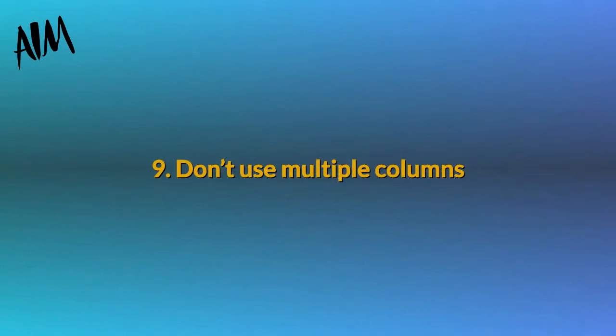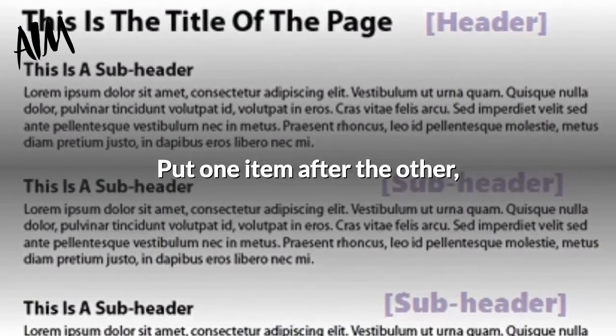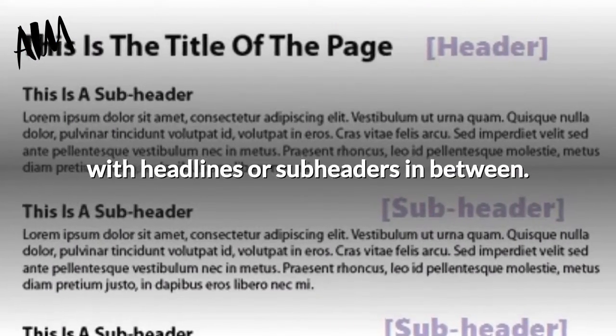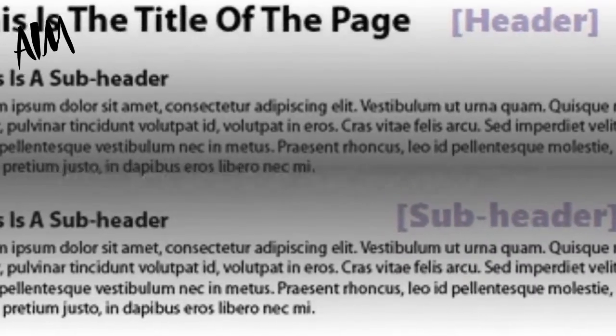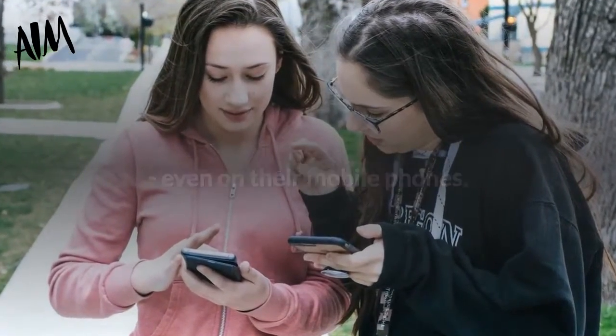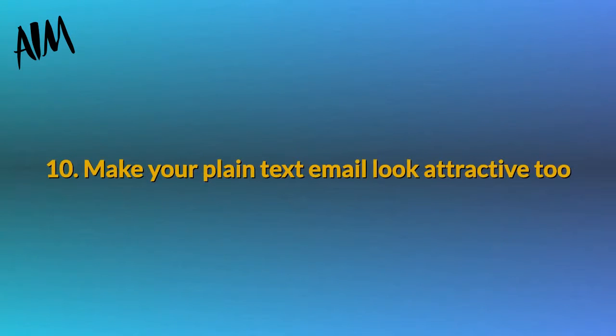Don't use multiple columns. Put one item after the other, with headlines or sub-headers in between. In this way, people can read your content easily, even on mobile phones. Make your plain text email look attractive too.